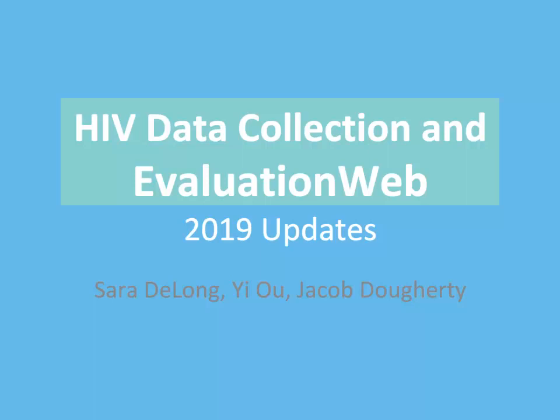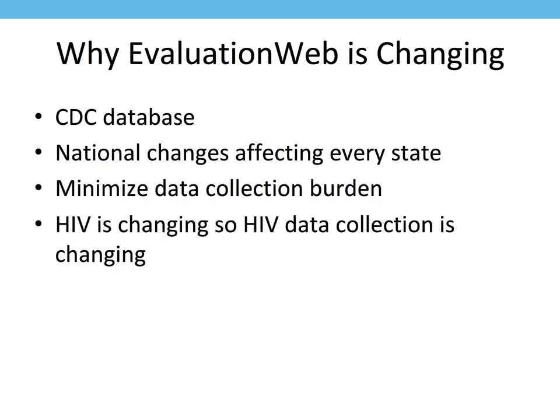As a reminder, EvaluationWeb is the database that all state and local health departments use around the country to report HIV testing and results to the Centers for Disease Control and Prevention, or the CDC. As part of the new 5-year HIV prevention grant given to all states, the CDC's program evaluation branch has decided to make changes to data collection requirements for HIV testing and to EvaluationWeb.